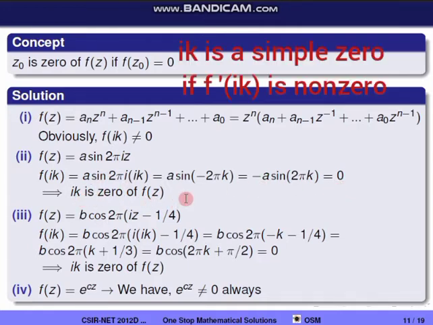To check whether it is a simple 0, we have to get f dash of ik should be non-zero. I have not done that here. You have to check it for yourself. So now we'll move on to the third option.